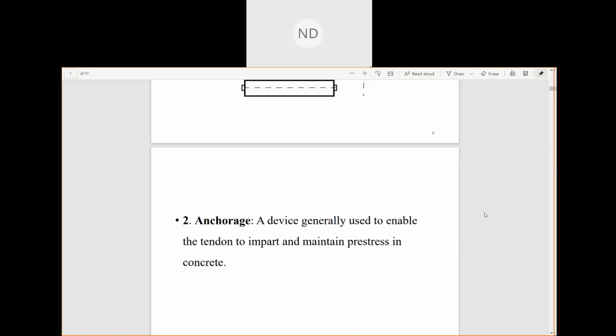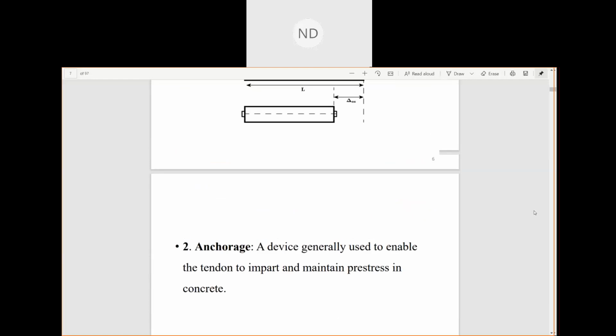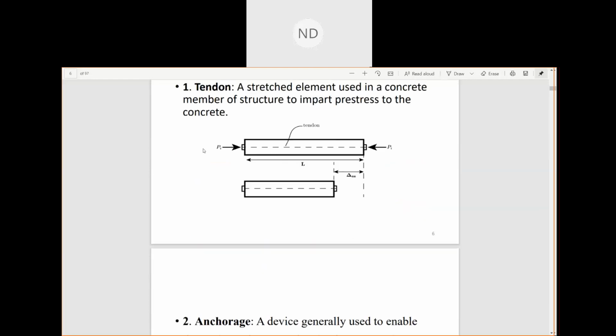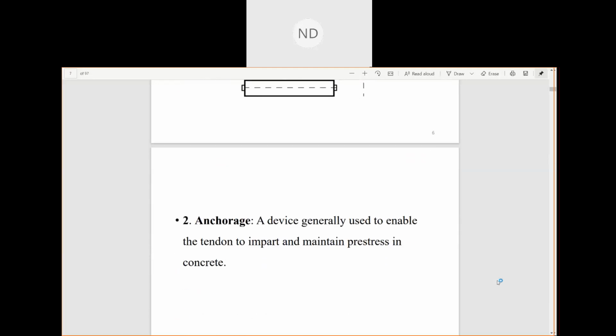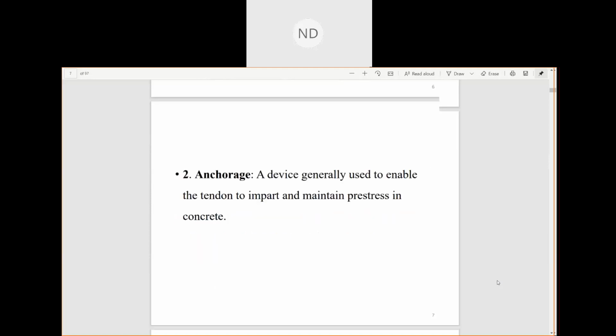Another terminology is anchorage, a device generally used because, as I told you in this figure, when you have to pull these tendons, obviously you need anchorage also. I'll tell you about pre-tensioning and post-tensioning later when we go to the next pages. So anchorage is needed for anchoring your tendons and giving them tension so that they can give back the pre-stressing forces.